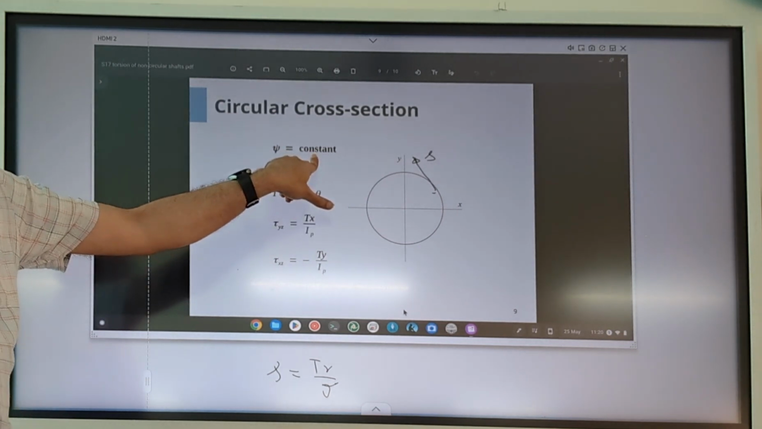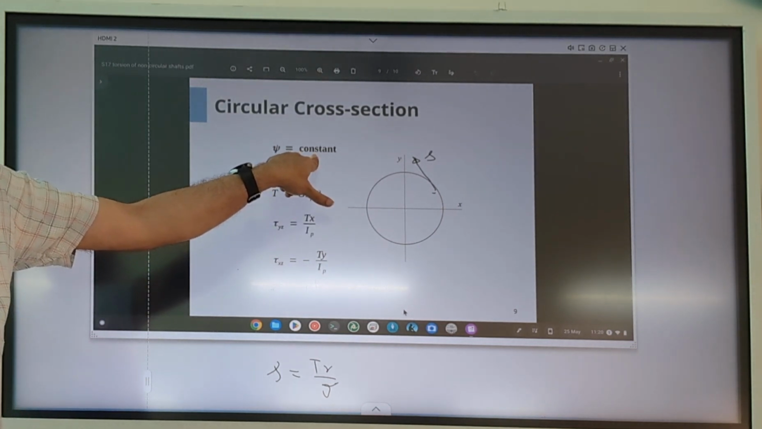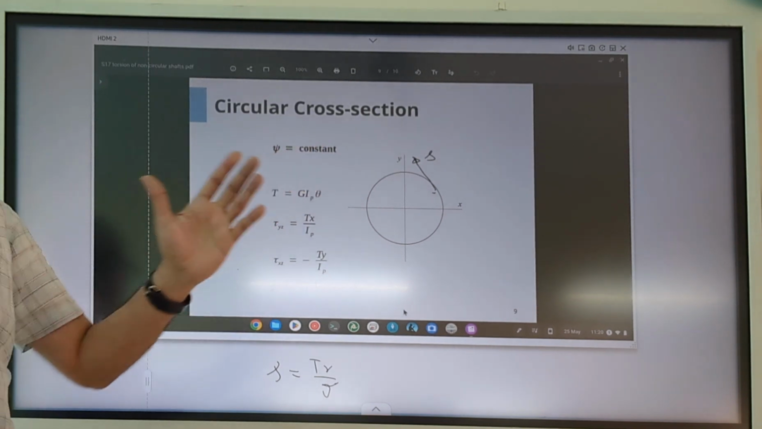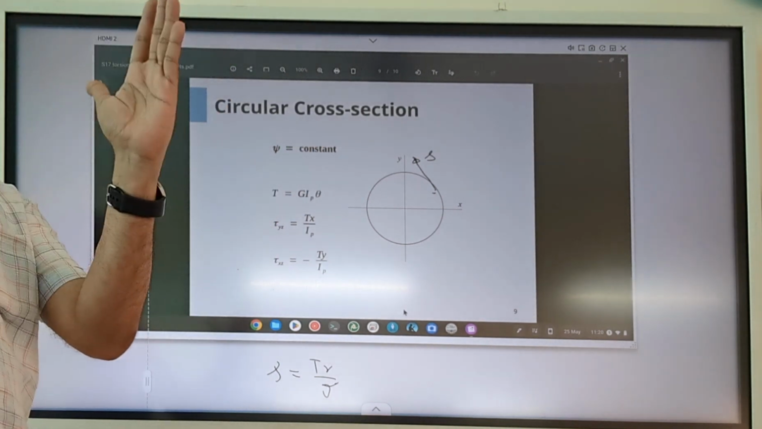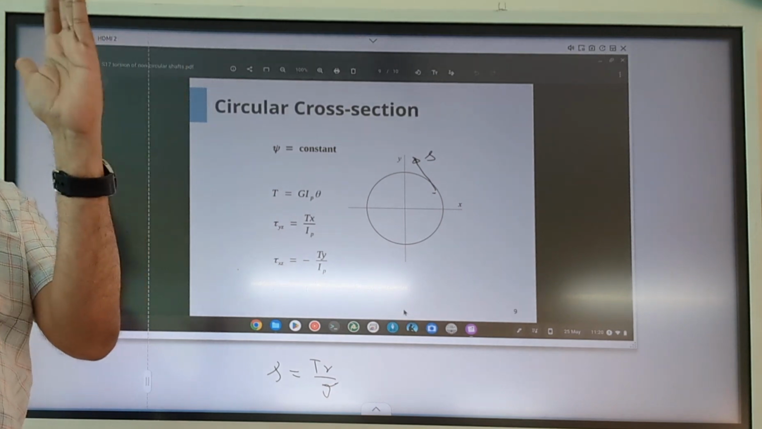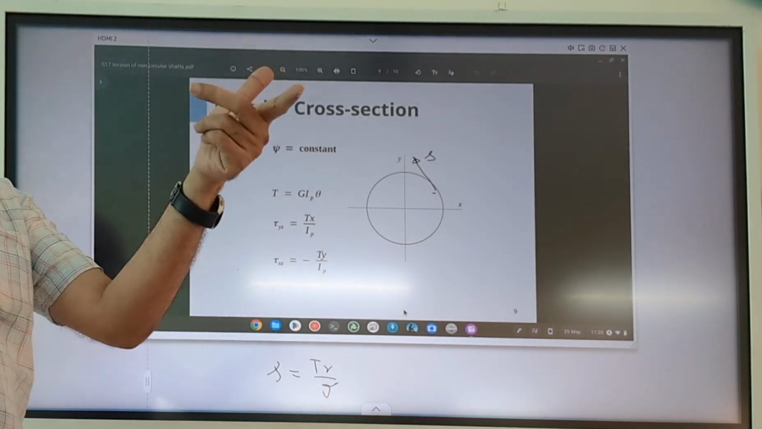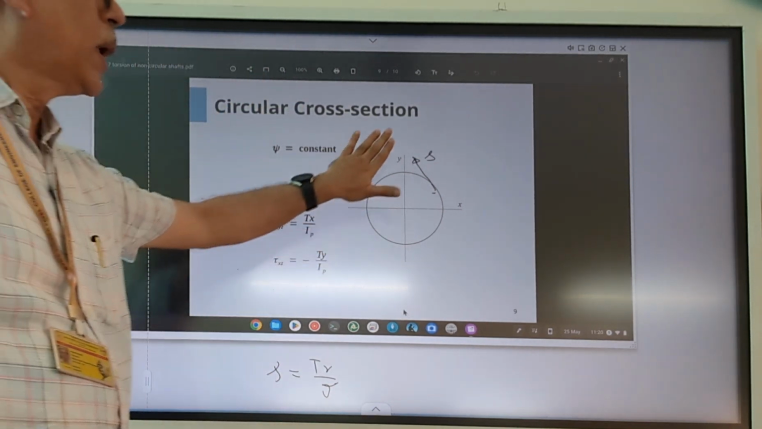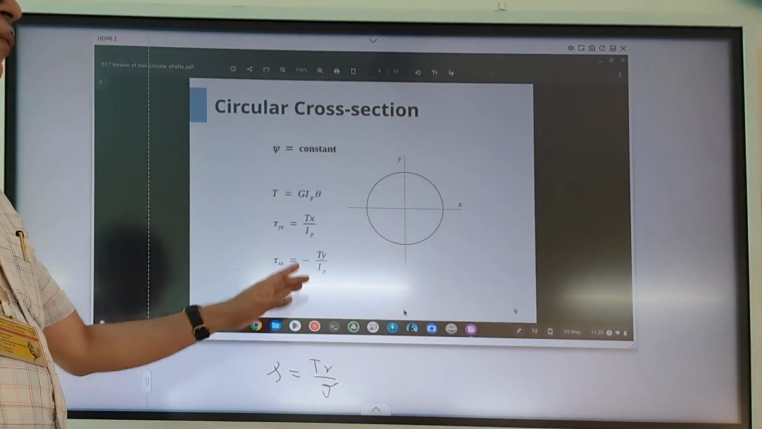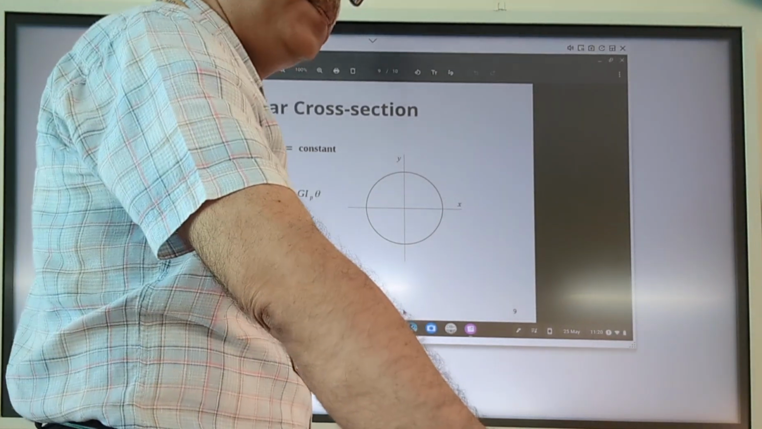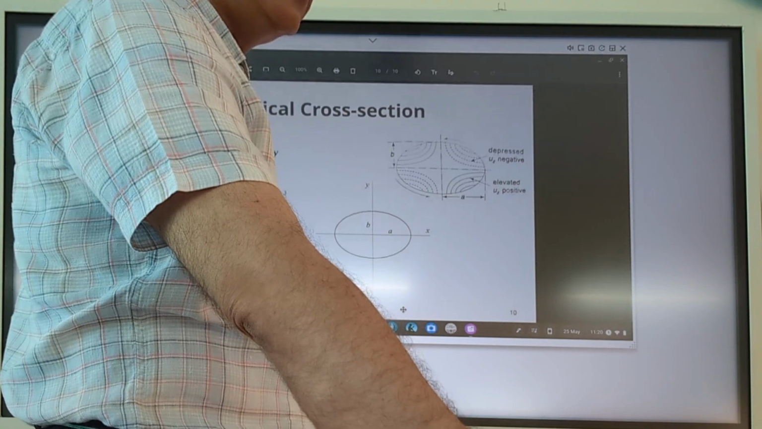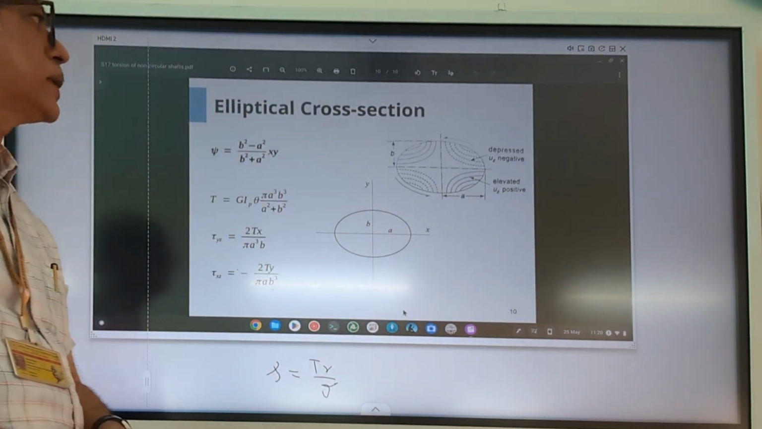Point to be remembered is that for a circular shaft, the warping function is constant. So that is why there is a constant displacement of the cross section. So the cross section remains flat even after application of the torque, whereas the situation is not the same for other cases. As an example, let's see what happens in an elliptical cross section.